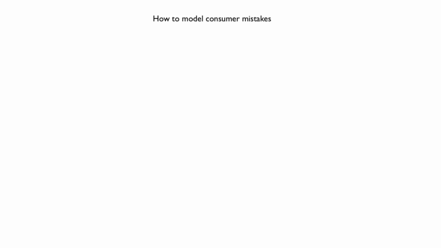Here is a very simple way of thinking about models with consumer mistakes. The model has 4 elements. First, we need to make a distinction between 2 types of utility functions. One type of utility function that I'm going to call decision utility, and one type of utility function that we have encountered before that I'm going to call experience utility.